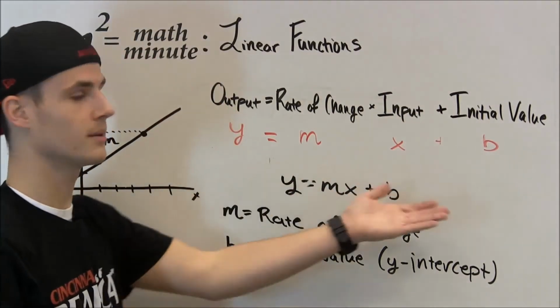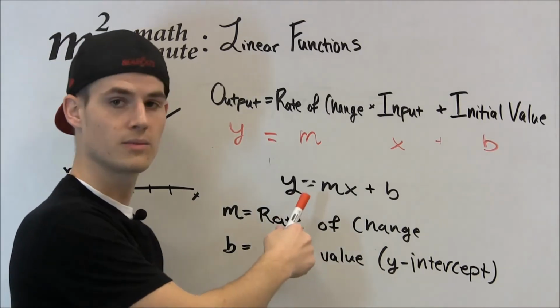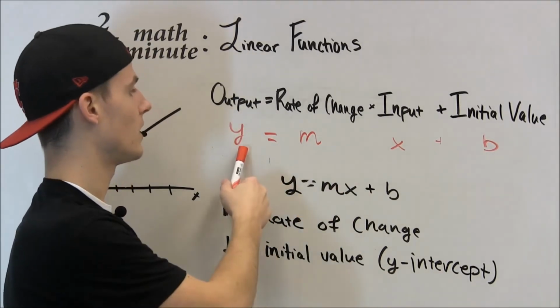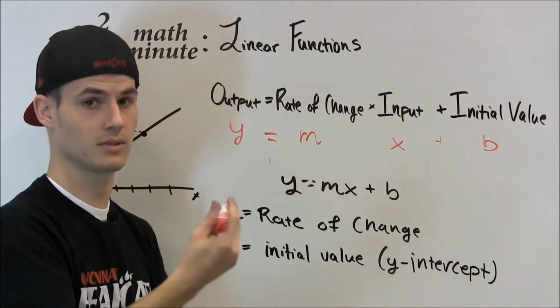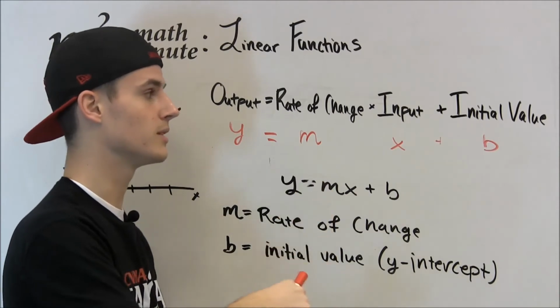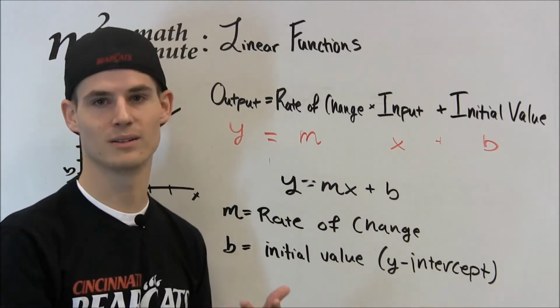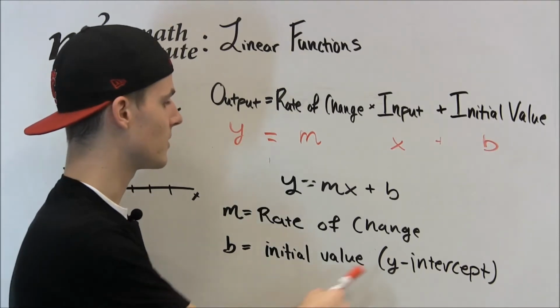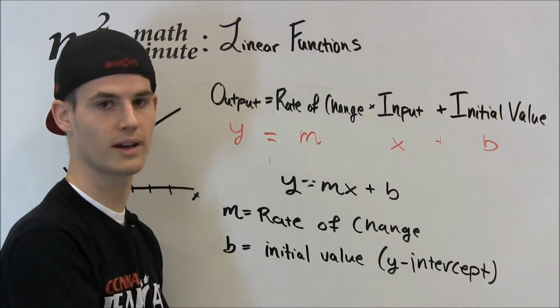So now we've built this formula that we need. And what we're going to see is a linear function. y equals mx plus b. y equals m times x plus b, which, in long form, is output equals the rate of change times the input plus the initial value. And we really don't want to say that every time, and that's why variables are useful in math. So as I stated here, m equals the rate of change, b equals the initial value, or the y-intercept.